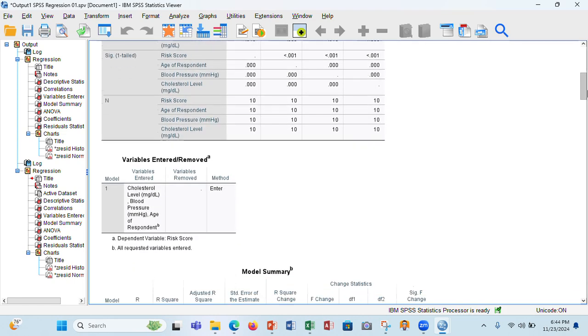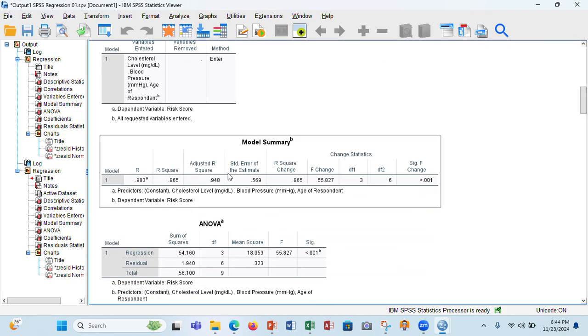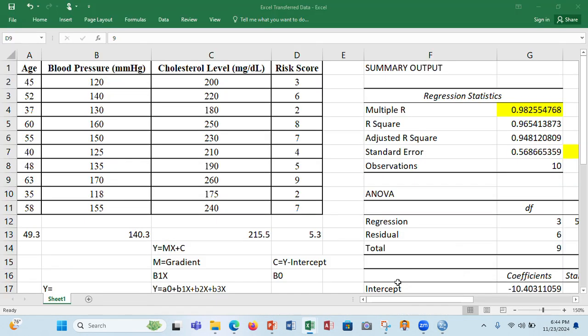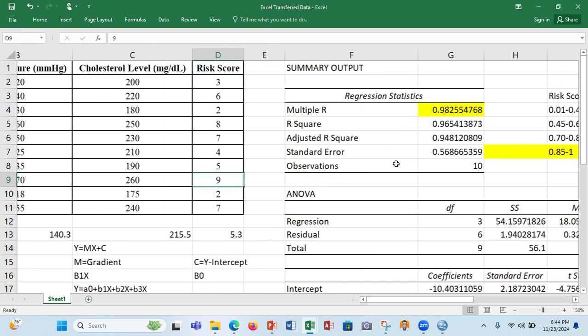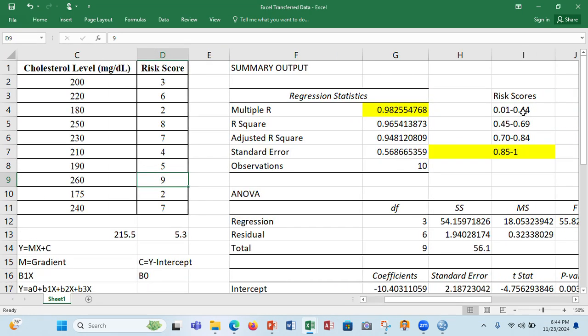The model summary will give us how strong the contribution of all the variables is to the dependent variable called risk score. We see the value for interpreting R here, which is 0.983. We saw that already when we were running regression analysis in the spreadsheet. But our interpretation was here.